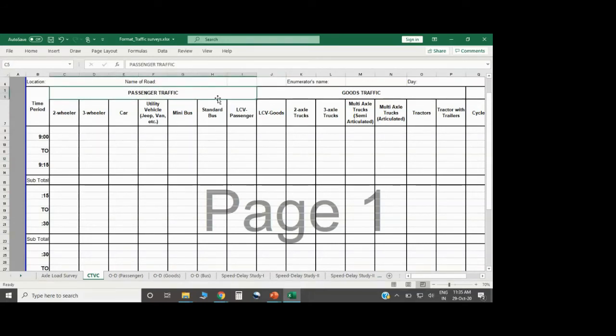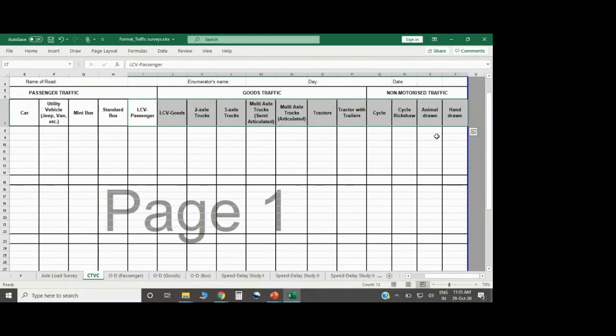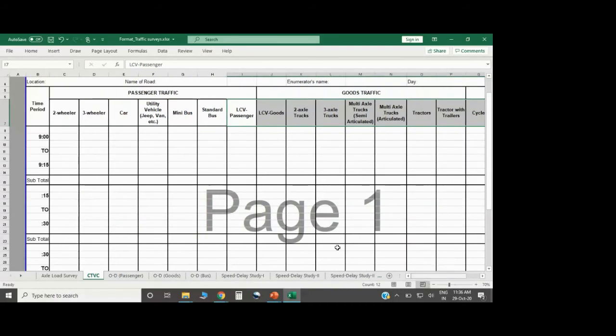Suppose you deploy two people. One person will count only the passenger vehicles, and one person will count only the goods and the non-motorized, because that will be the decision of the surveyor. Suppose you are the surveyor in charge. Looking at the traffic, you decide that there is a decent number of passenger traffic, less goods traffic and less non-motorized traffic, so we will deploy one person for both of them. So it's completely a site-based decision.